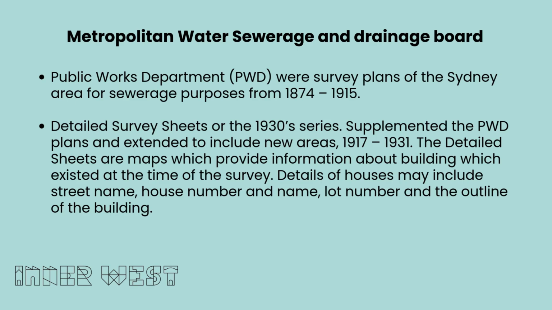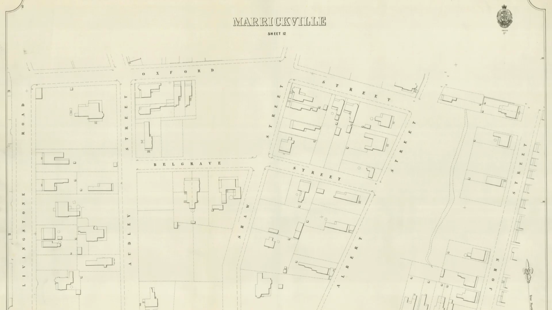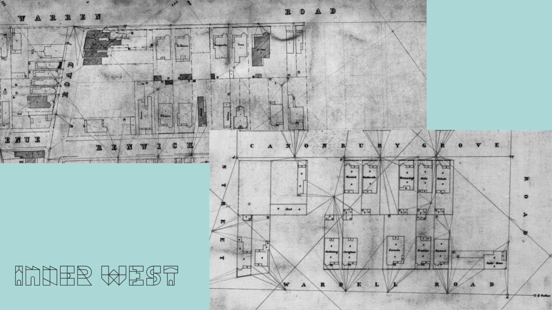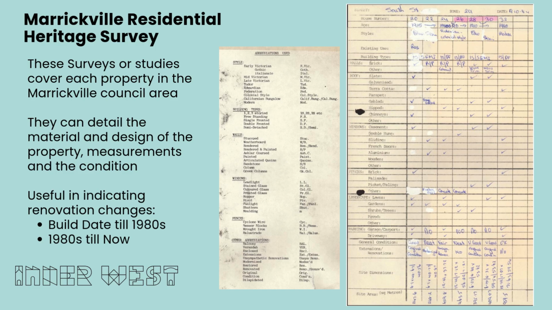Waterboard plans. These Marrickville waterboard plans are sheets produced by the Metropolitan Water Board from the 1880s to 1890s. For house histories, they are of value because they can show diagrams of street blocks and accurate outlines of buildings. So you can use them to quickly identify if the building has been built at a certain time frame, including additions and alterations.